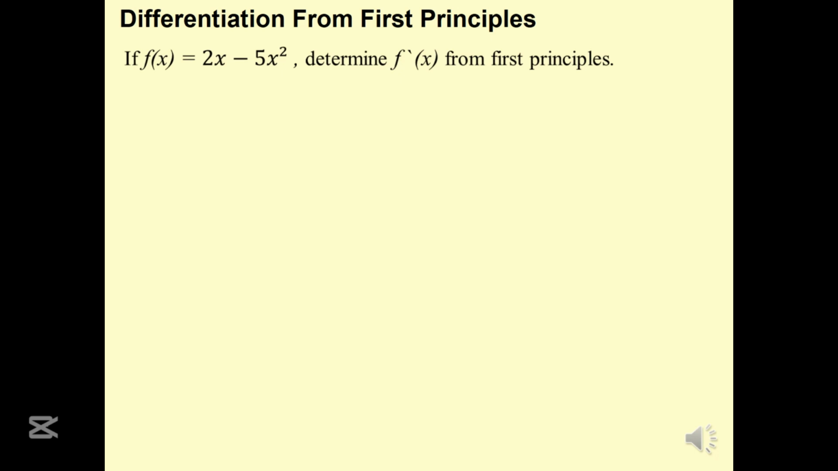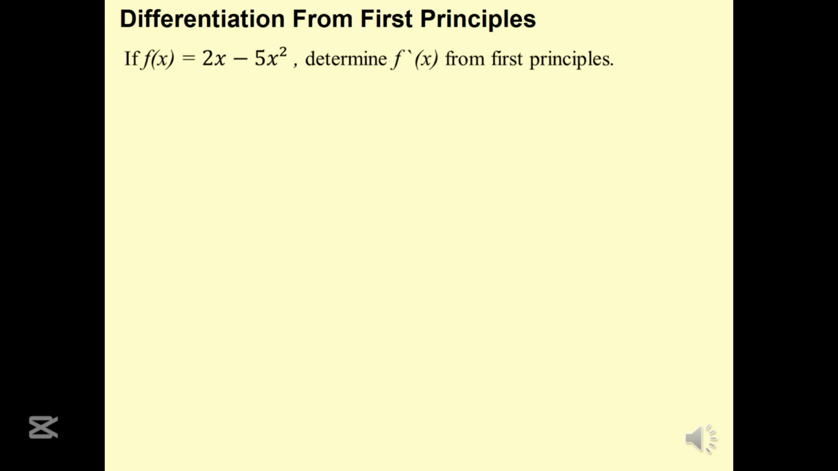Differentiation from first principles, Grade 12 Mathematics, Paper 1, the CAPE syllabus. Let's have a look at how to differentiate from first principles. These are basic mathematics calculations that all of us are supposed to be able to do if we simply pay attention to it. Now, how do we differentiate using the first principles? The formula says that the derivative is equal to the limit of f of x plus h minus f of x over h as h approaches 0.